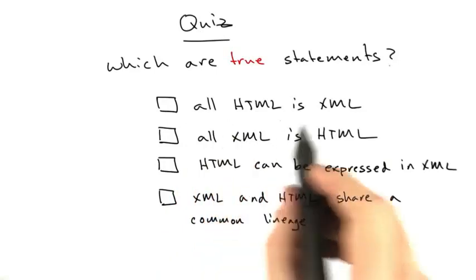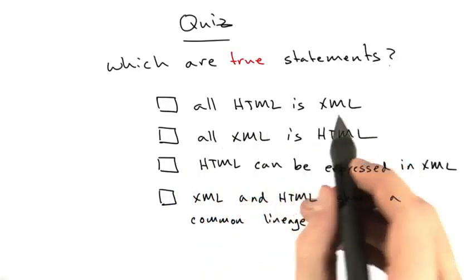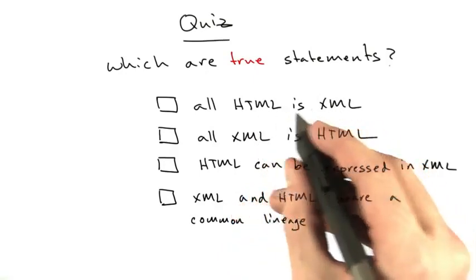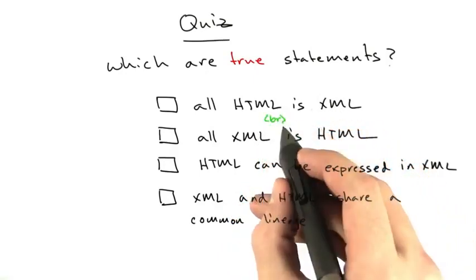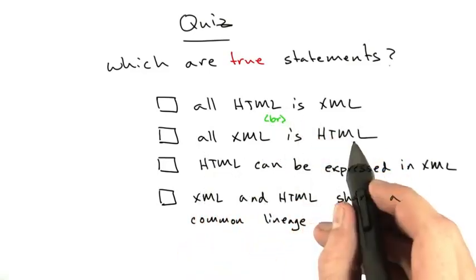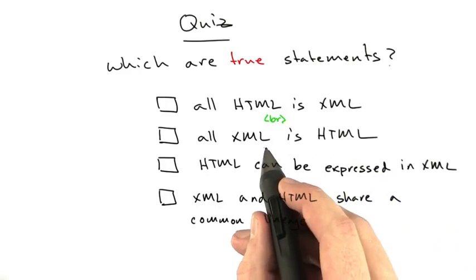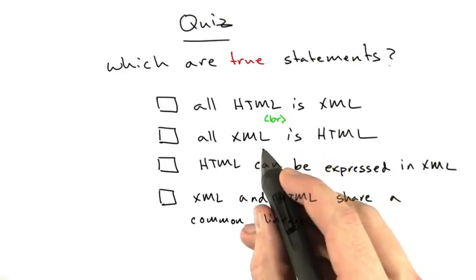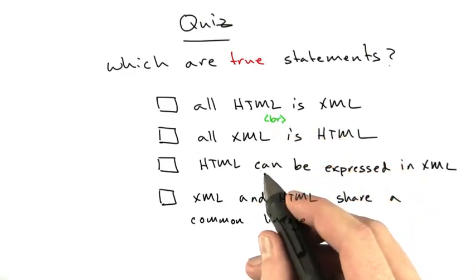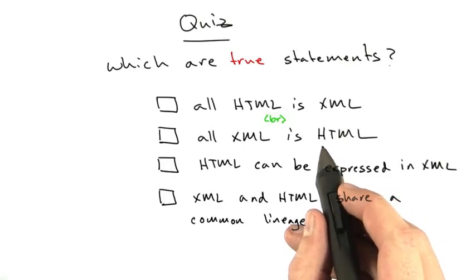The first answer, all HTML is XML, that's not true. Despite the similarity between the two, HTML can have things in it that are not valid in XML. The good example was the void tag, the BR tag with no closer. All XML is HTML. This is also not true, but is borderline acceptable. If you had an XML document that was full of all HTML tags, it would be very close to HTML, and it would probably render in a browser just fine.